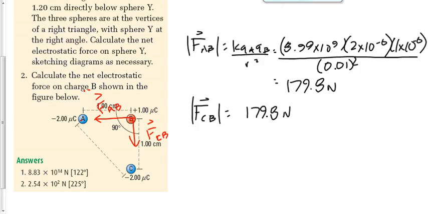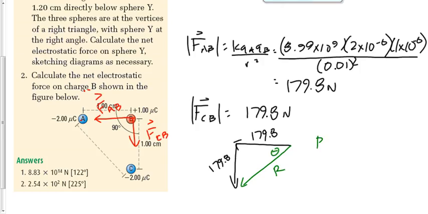So we redraw that. We get FAB, 179.8. We get FCB, 179.8. And then we got that resultant force down here. Do the Pythagorean theorem, and I think it works out to be 254. And theta is going to work out to be 45 degrees there.